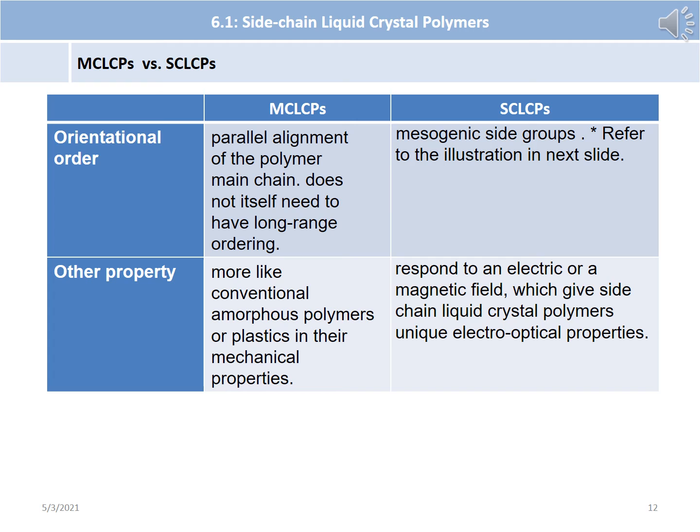As a result, they are much more like conventional amorphous polymers or plastics in their mechanical properties, being flexible, and can be easily processed using conventional technology into thin films and other forms. They do not show the unusual mechanical properties of main-chain liquid crystal polymers. In most respects, these polymers behave very much like the low molar mass liquid crystals. For example, they respond to an electric or a magnetic field. There are, however, some important differences, which give side-chain liquid crystal polymers unique electro-optical properties.